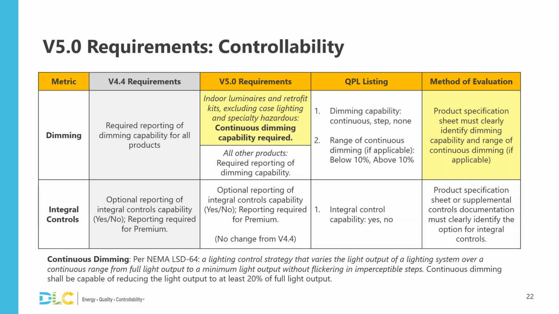Under version 4.4, dimming was a required reporting item for all products. And now under 5.0, indoor luminaires and retrofit kits, with a couple of exclusions that are highlighted in the yellow box in the middle, those indoor luminaires and retrofit kits must be capable of continuous dimming, which that capability, just for those who want to clarify, is defined at the bottom of this slide and also in the policy document.